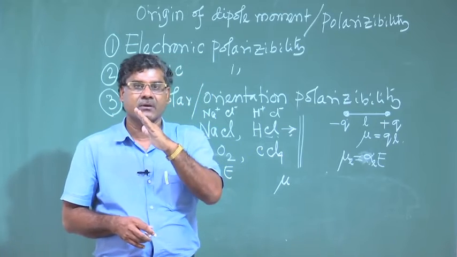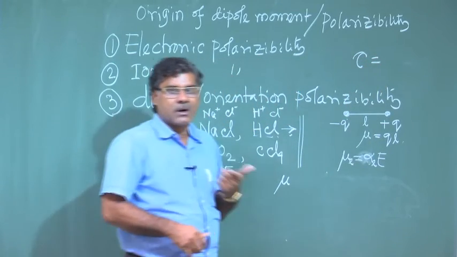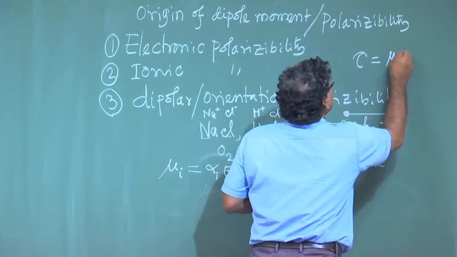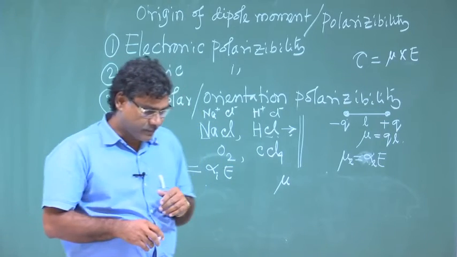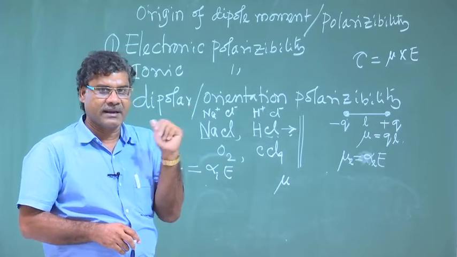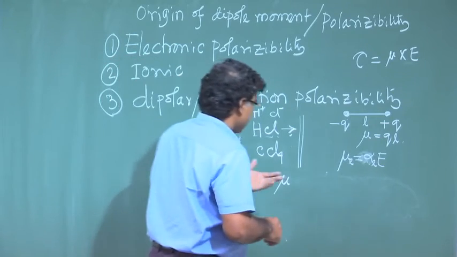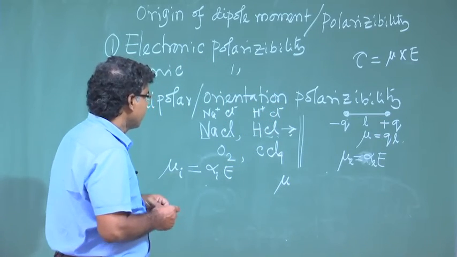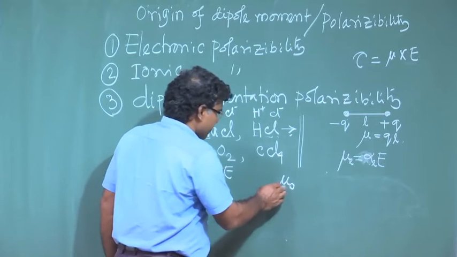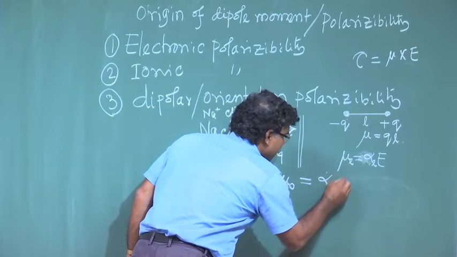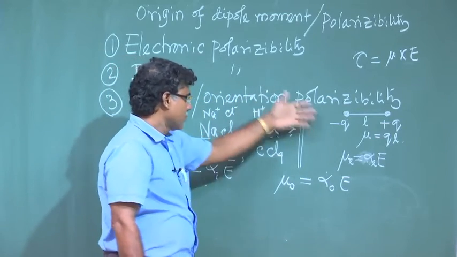These dipole moments will feel a torque due to the electric field. In the case of the magnetic field you have seen m cross H; in this case it is mu cross E, the electric field. So they will feel torque and try to align, to orient towards the electric field. Then you will get a net polarization or moment due to the orientation along the electric field. If I call that dipole moment due to orientation mu 0, it will be equal to alpha 0 E. This alpha 0 is called the orientation polarizability or dipolar polarizability.